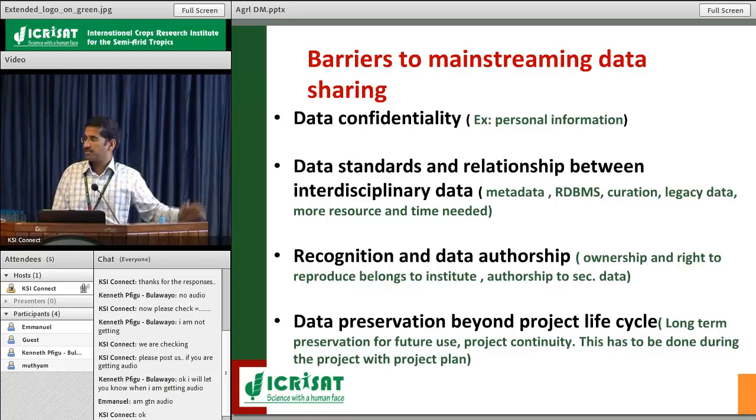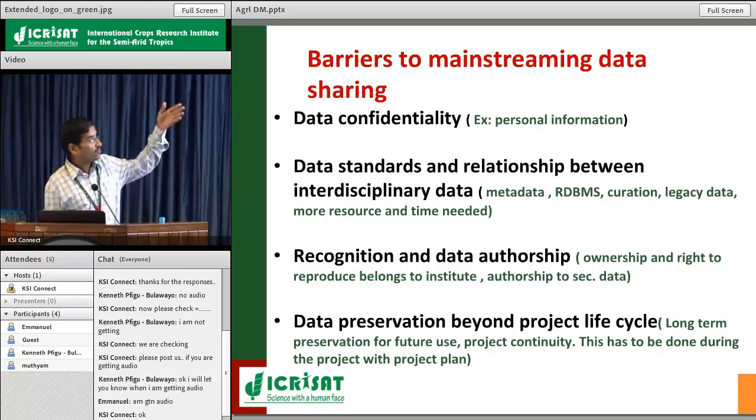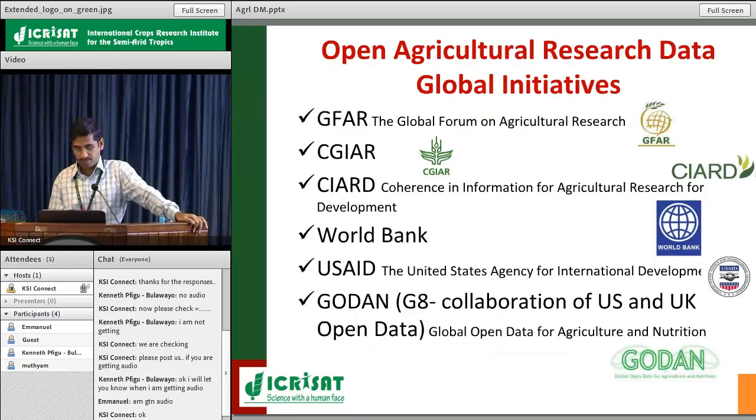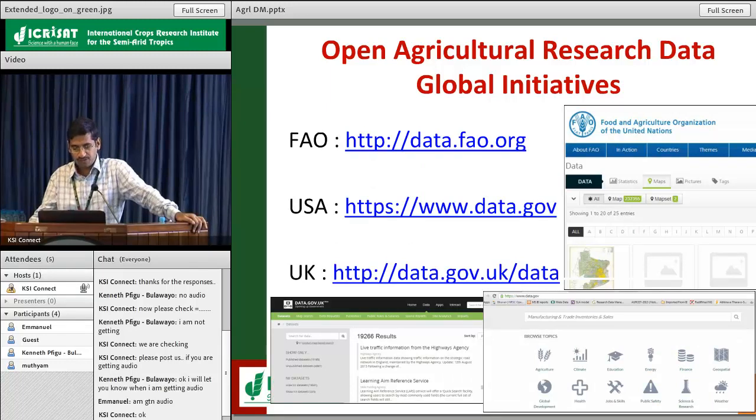And these are all challenges, the overall picture of open data and data sharing. Recognizing the importance of open data, there are a lot of global initiatives with respect to open agriculture research data. There are a few organizations who have already been doing open data in a bigger way. And recently, the G8 collaboration of the US and the UK on open data, GODAN, is now focusing more on agriculture and nutrition. The USA and UK governments are opening their data, and these are the websites for your reference.